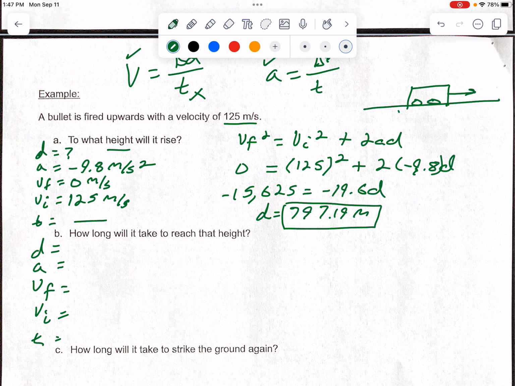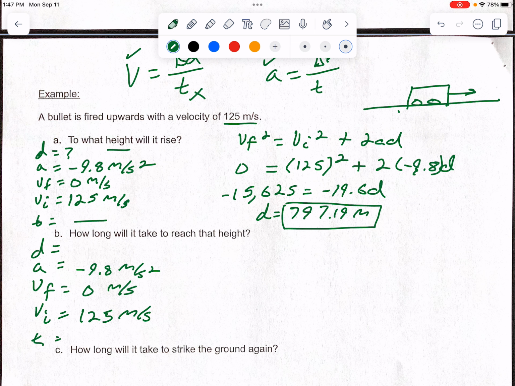Okay, so our distance, we're not looking for that anymore, so we're just going to leave it blank for right now. A is going to be negative 9.8 meters per second squared. VF is going to be 0, because at the top you've got no velocity. VI is still going to be that 125 meters per second.